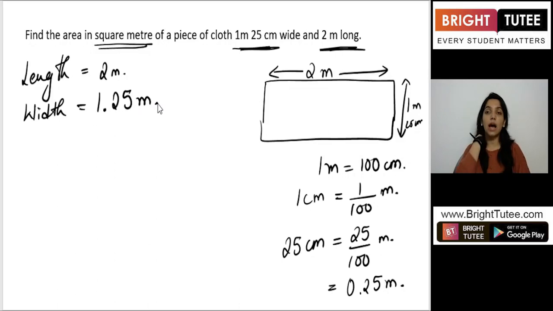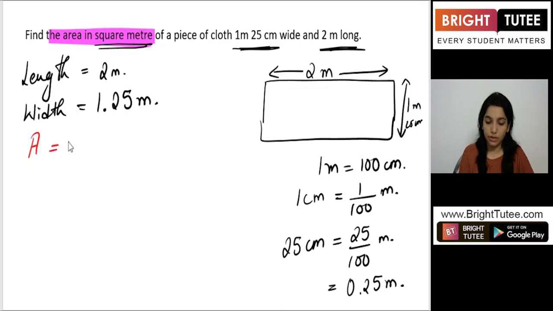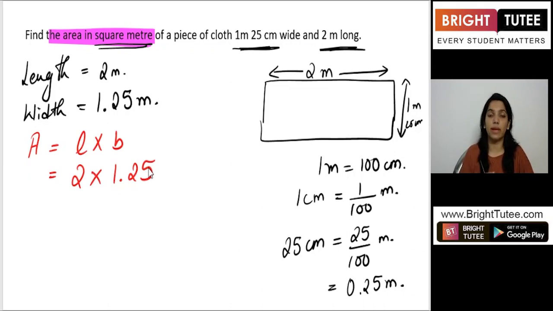I hope it is clear how we have converted both these given measurements into meters, because the question says itself that make sure that you answer the area in square meters. Very important to read the questions carefully. Now, let us find the area. Area of a rectangle is length times the breadth. So, what is the length? It is 2. What is the width? It is 1.25. Again, I'm saying you can write either L times B or L times W. It's the same thing.